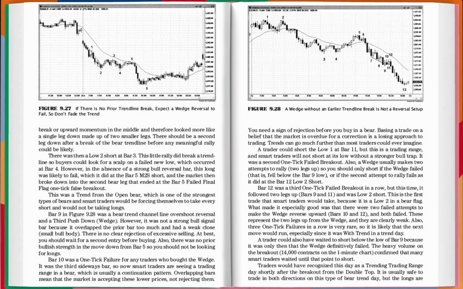Bar 12 was a third 1-tick failed breakout in a row, but this time, it followed 2 legs up, bars 9 and 11, and was a low 2 short. This is the first trade that smart traders would take because it is a low 2 and a bear flag. What made it especially good was that there were 2 failed attempts to make the wedge reverse upward, bars 10 and 12, and both failed. These represent the 2 legs up from the wedge, and they are clearly weak. Also, 3 1-tick failures in a row is very rare, so it is likely that the next move would run, especially since it was with trend in a trend day.